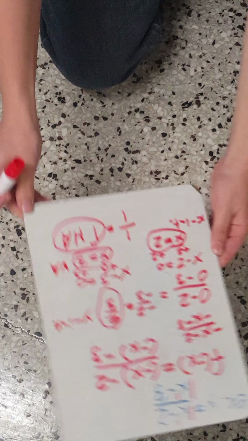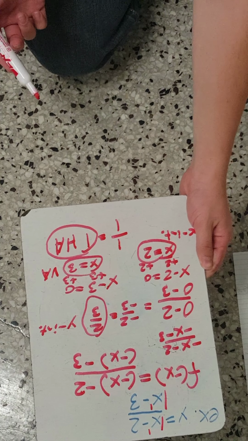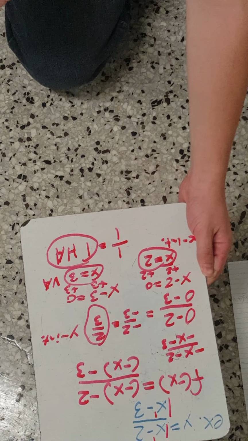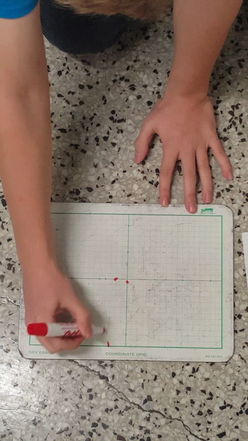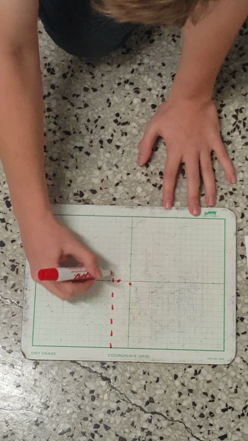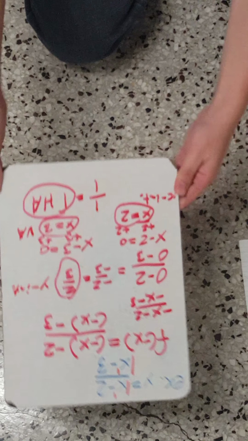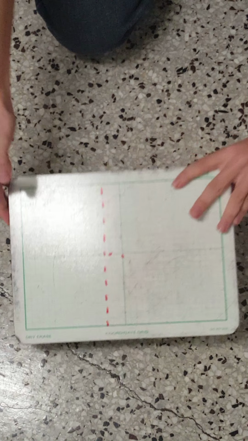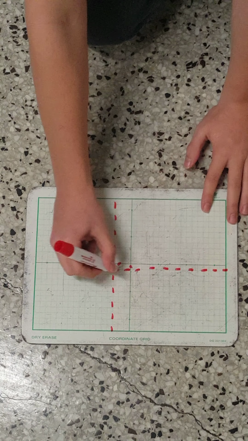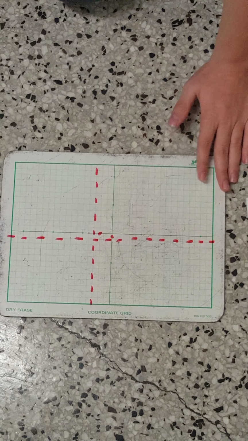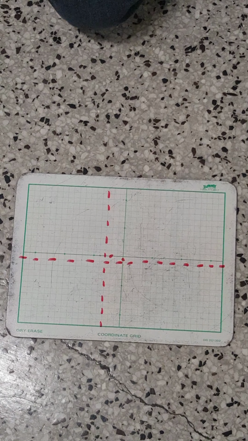And then you have your HA and VA. Your VA, which is vertical, would be at x equals 3, and your HA, which is horizontal, will be at 1. So at x equals 3, you would have this line right here, an imaginary line where no points can touch. And then your HA at 1. So a line. Then you simply take these points and make your graph.